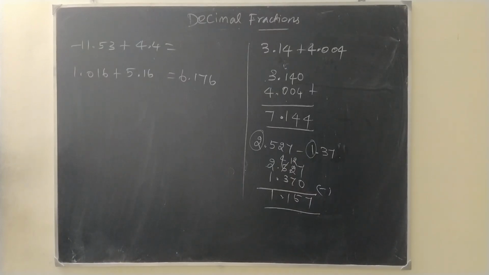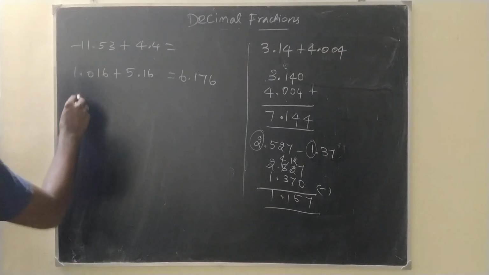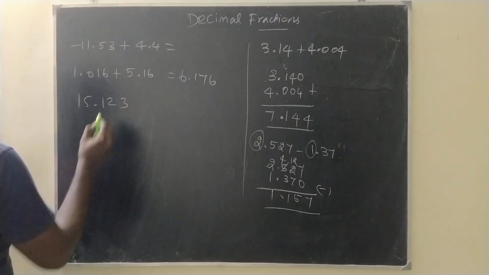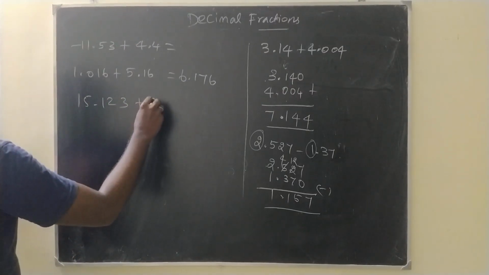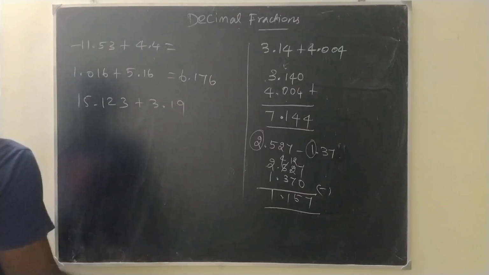See, that gives you another question of these decimals. The another question is 15.123 plus 3.19.